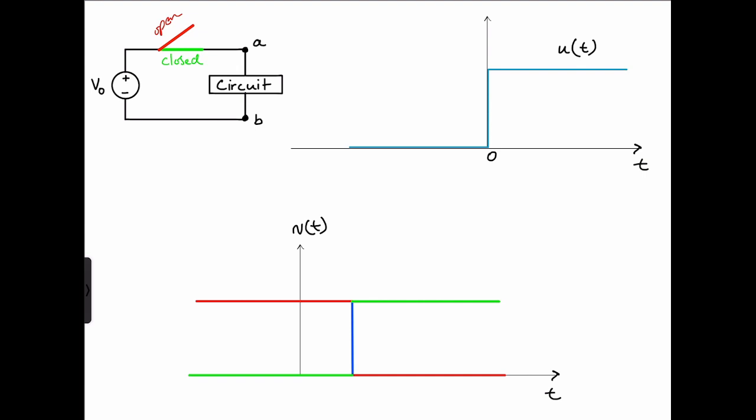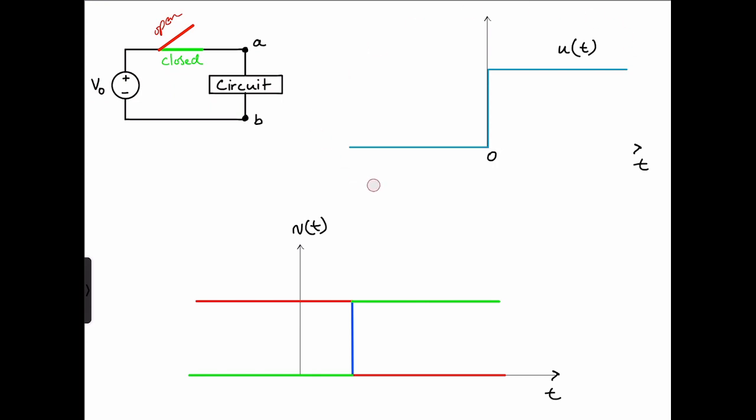Welcome back. In today's video, we want to talk about the switching action in an electric circuit. In this case, we see that the switch connects or disconnects our voltage source connected to some circuitry. Could be resistors, capacitors, could be whatever.